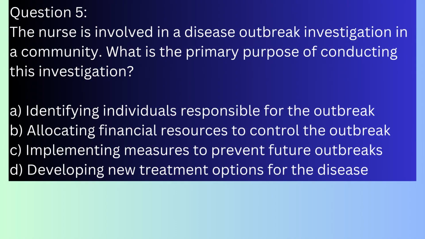Question 5. The nurse is involved in a disease outbreak investigation in a community. What is the primary purpose of conducting this investigation? A. Identifying individuals responsible for the outbreak. B. Allocating financial resources to control the outbreak. C. Implementing measures to prevent future outbreaks. D. Developing new treatment options for the disease.